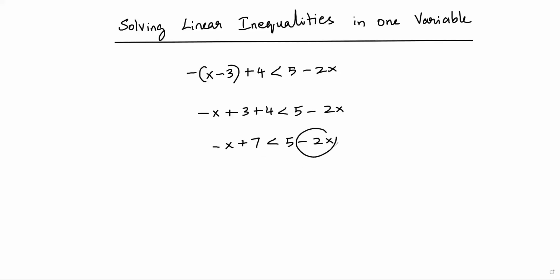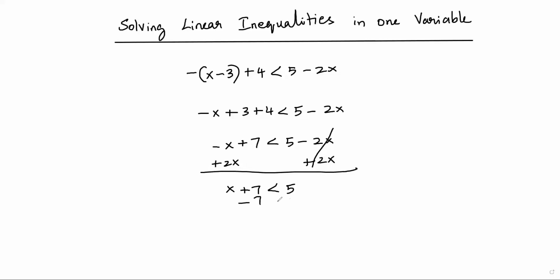Now, we can get rid of this variable term on the right side. So we can add 2x to both sides. The negative 2x and positive 2x will cancel out. When I combine negative x and positive 2x, it will be x plus 7 less than 5. Now, subtract 7 from both sides. I get x less than negative 2. So the solution is, x can have any value which is less than negative 2.